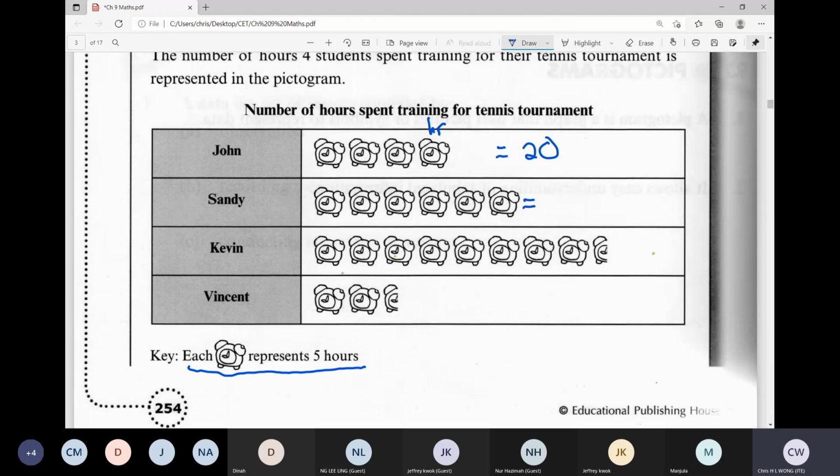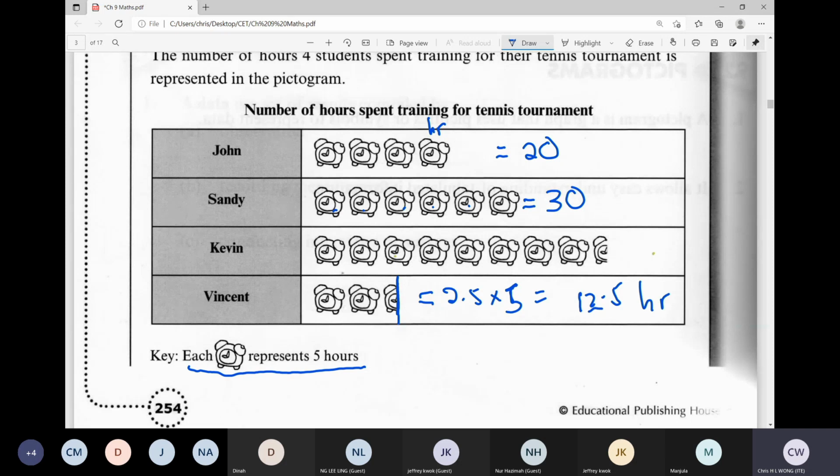Then Sandy, 1, 2, 3... it's 30. 6 times 5, 30. Then Vincent, 8.5 times 5. Notice there's a half. So this is 2.5, right? 2.5 times 5 gives you 12.5. So 12.5 hours. That's how you do it.